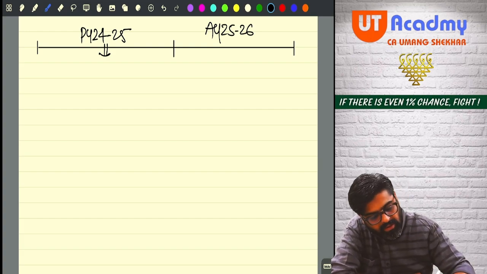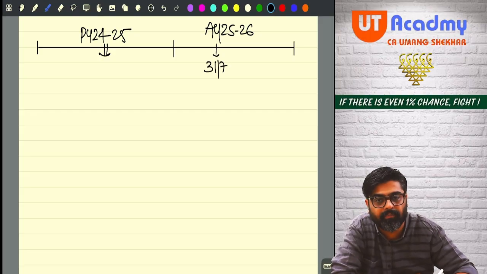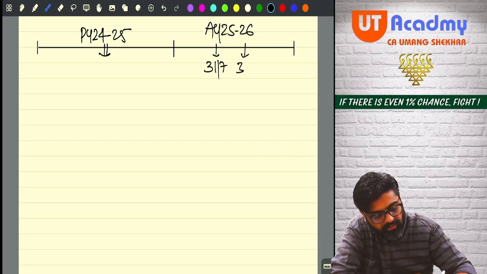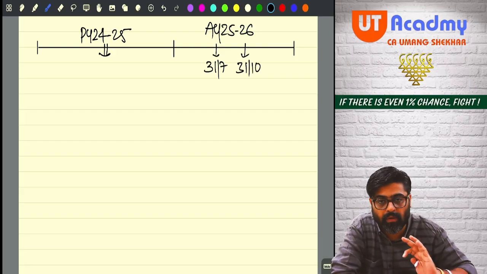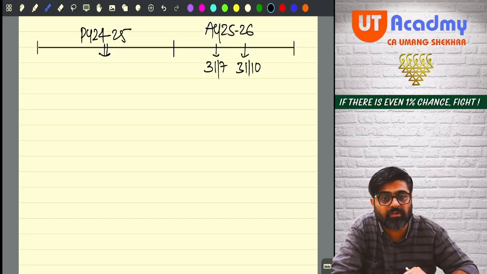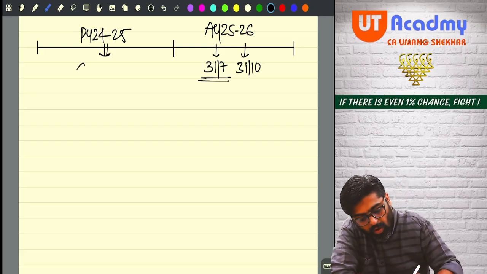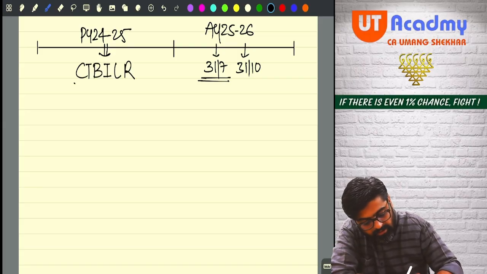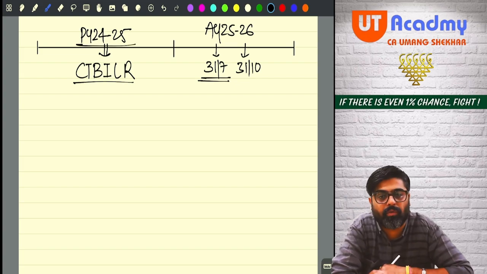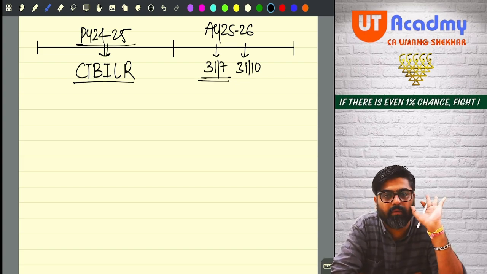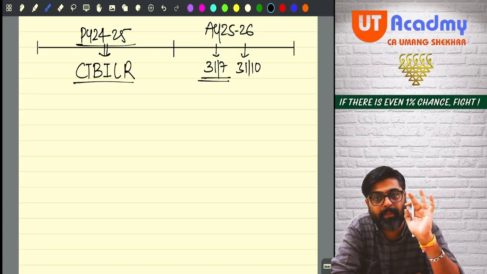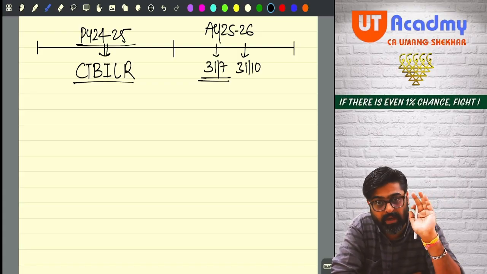So in the assessment year, the due date of filing the return of income in some cases is 31st July of the assessment year. In some cases, it is 31st October of the assessment year. Now you have to check which due date was applicable to the assessee. For example, if 31st July due date is applicable, then all these expenses C, T, B, I, L, R, these expenses which are for previous year 24-25 have to be paid in 24-25. If not, then at least pay them on or before the due date of filing your ROI.